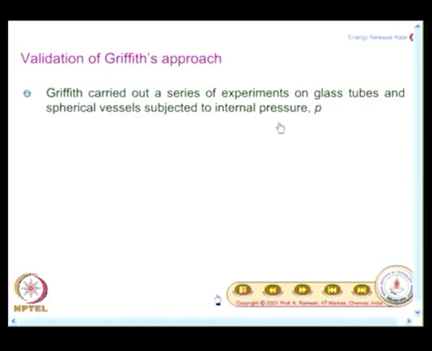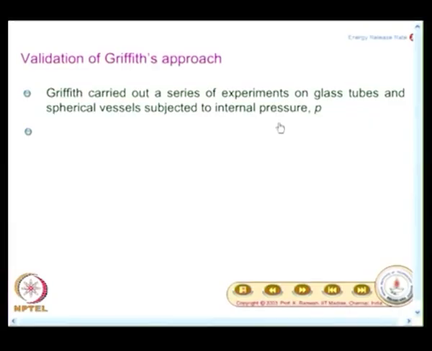And you should keep in mind, almost all the work of Griffith was confined to brittle solids. So, the energy release rate concept was originally developed for ideally brittle materials. Later on, this was extended by Irwin and Orowan for high strength ductile solids. Until we do that, all our discussion is confined to brittle materials.